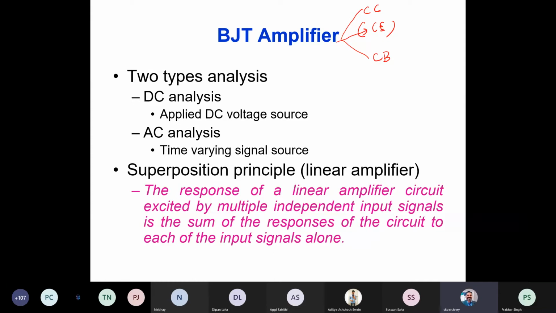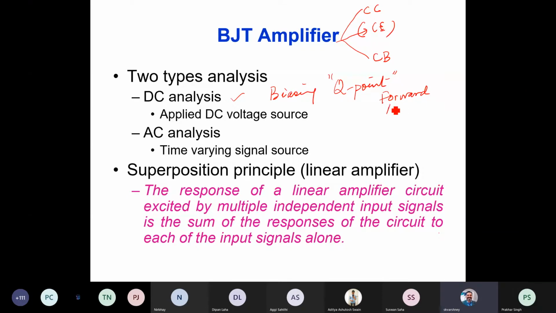For amplification, we have studied biasing till now, which means identifying a suitable quiescent point. That's one portion of the analysis needed to design any amplifier circuit. So first we have to perform the DC analysis, that is, do the biasing in the circuit. That means identifying the quiescent point and making sure that the transistor is biased in forward active mode.